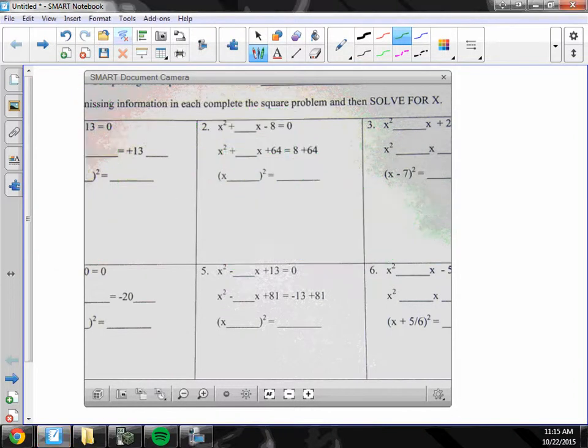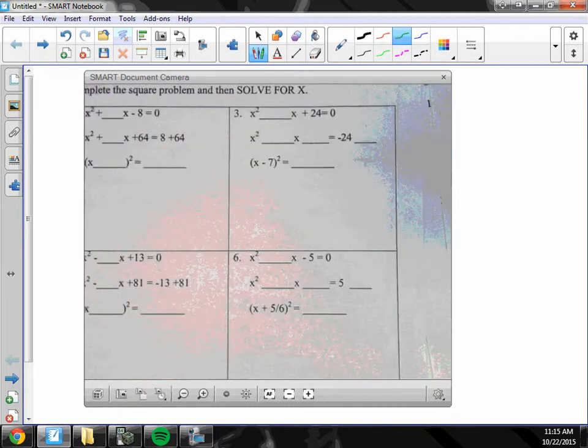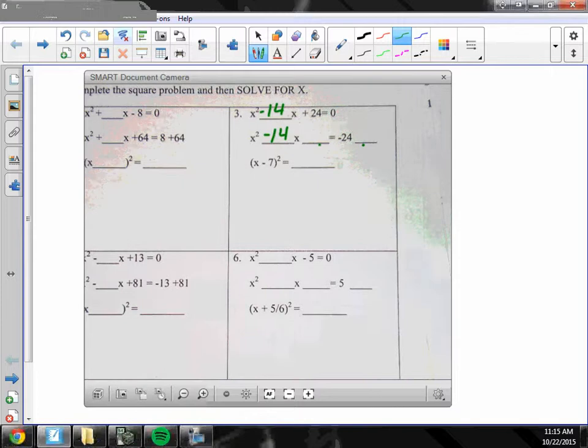Okay, take a look at number 3. In this one, we know the factor. If I know the factor, what's the middle term? -7 times 2, so that would be minus 14. Well, if the factor is -7, what do I add to both sides? Plus 49 and plus 49. -24 plus 49 is 25. And then we just square root and solve.